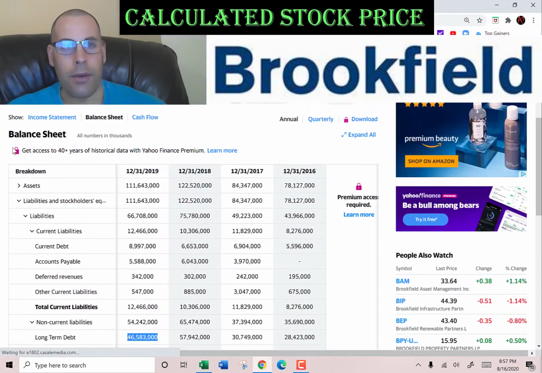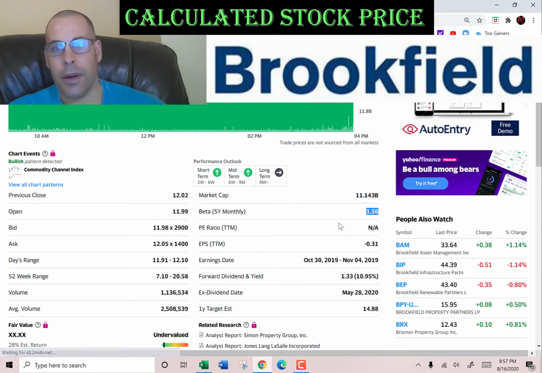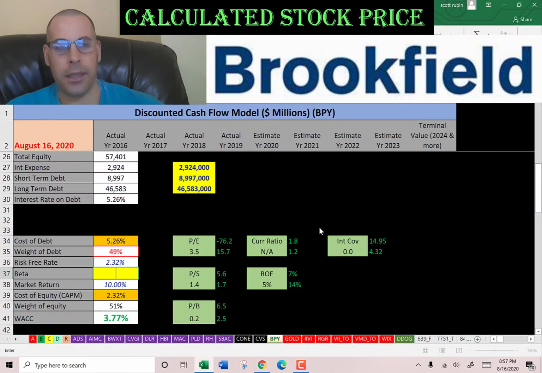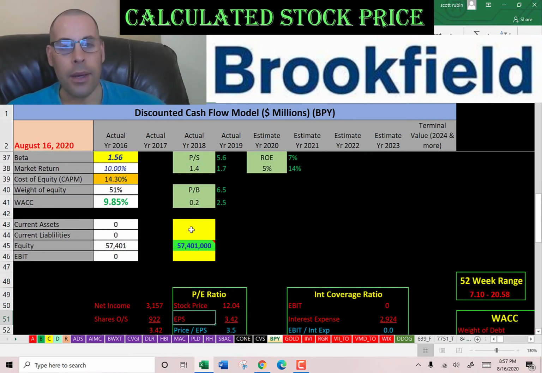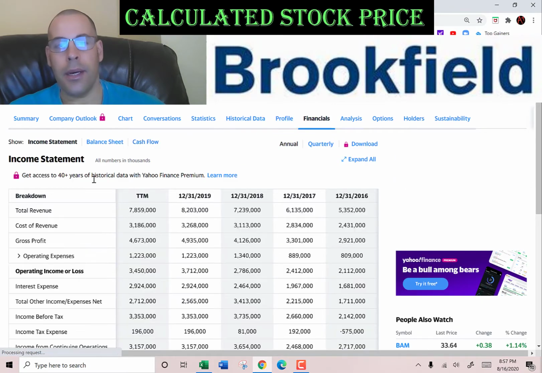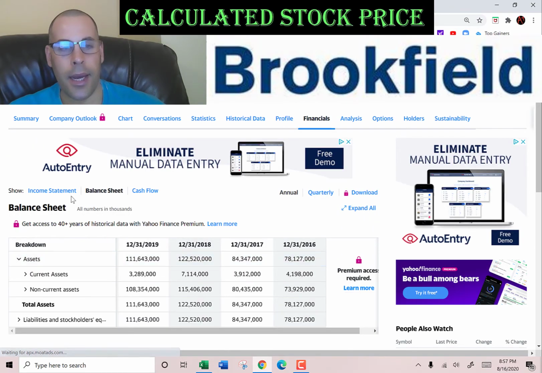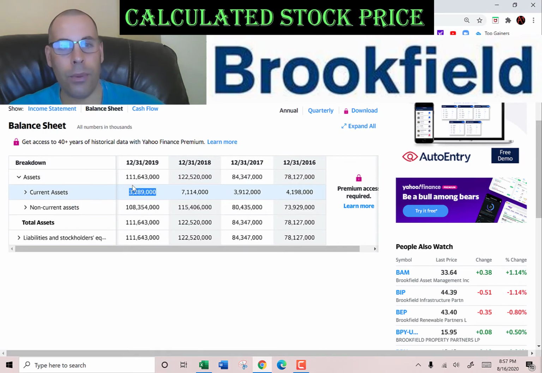Let's get the cost of equity. We need the beta. That's how volatile the stock is relative to the market. And that beta is 1.56, so the stock moves about 1.5 times the market. Let's get their current assets. We need this to calculate the current ratio later. And current assets are assets that can be liquidated into cash within 12 months. And that's $3.3 billion.